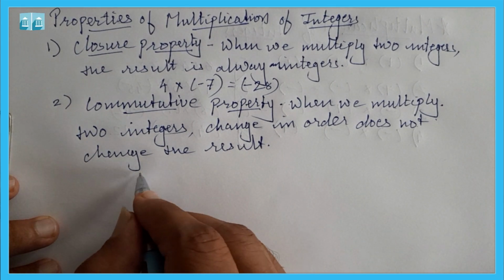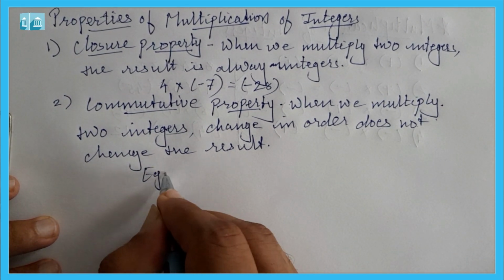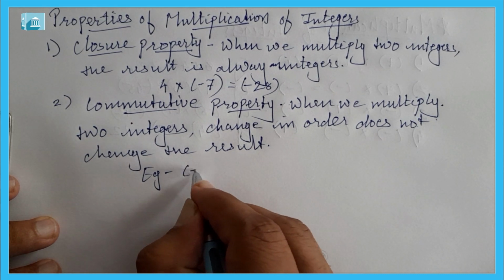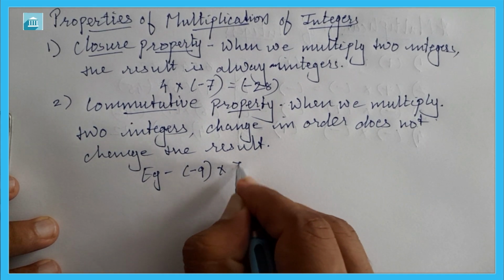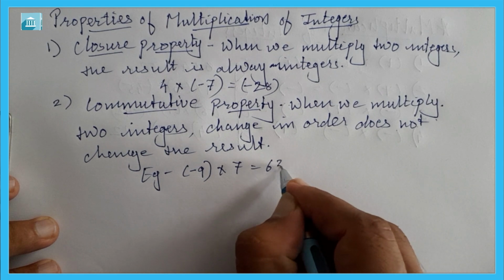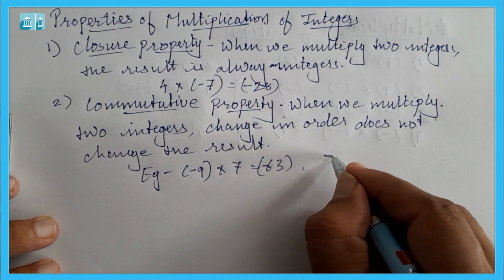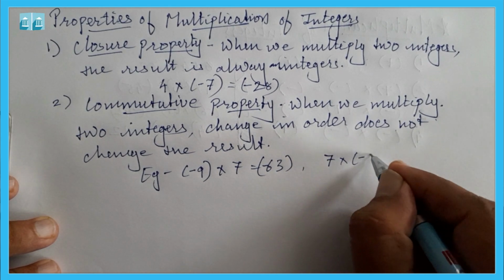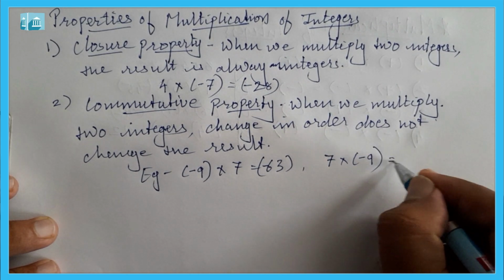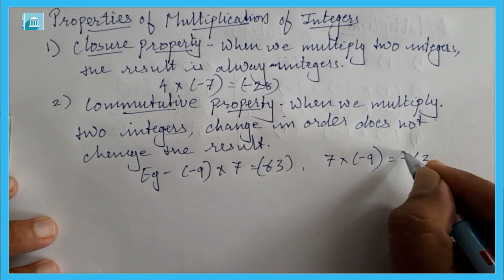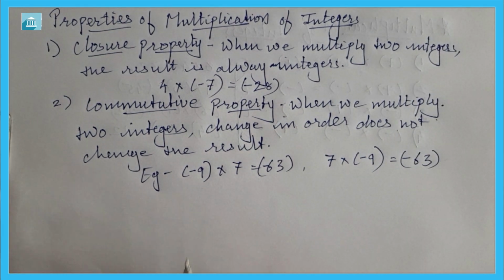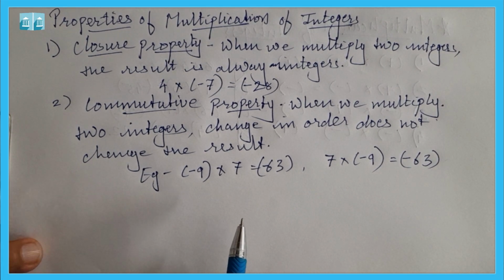For example, if we see the example, minus 9 into 7, this is minus 63. In the same way, if we change the order, then also the result is minus 63. So we can say that when we multiply two integers, change in order does not change the result.